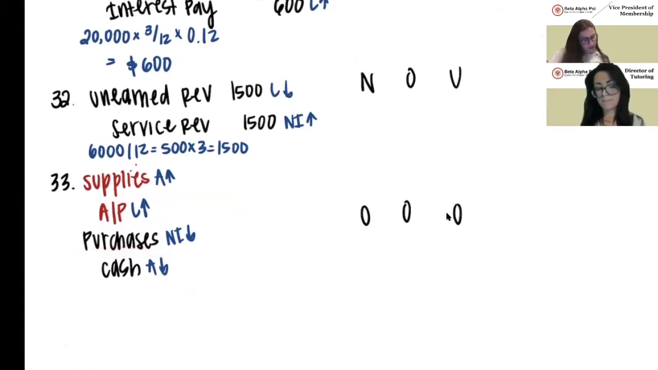So supplies increased our assets, accounts payable increased our liabilities, when really purchases should have decreased our net income and cash should have decreased our assets. So let's look. Assets were increased when they should have been decreased. So our assets are definitely overstated.